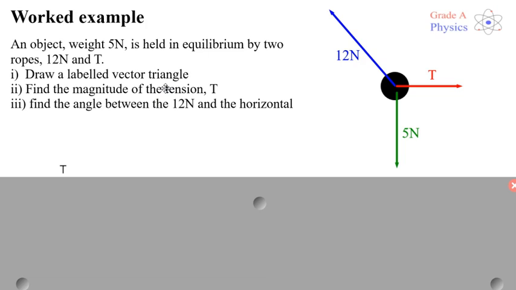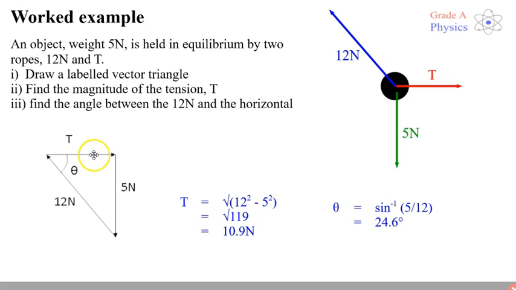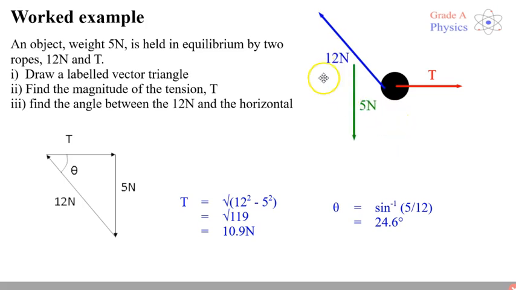And you need to draw a clearly labeled triangle, which is relatively large. Don't do tiny little ones because they're going to be hard for the examiner to read. So the first thing we need to do is to draw our triangle. So I've got my 12 plus my T plus my 5, and I've labeled it. Bearing in mind there's another triangle you could draw. You could do the 12 plus the 5 plus the T, which is absolutely fine. So there are two possible triangles.